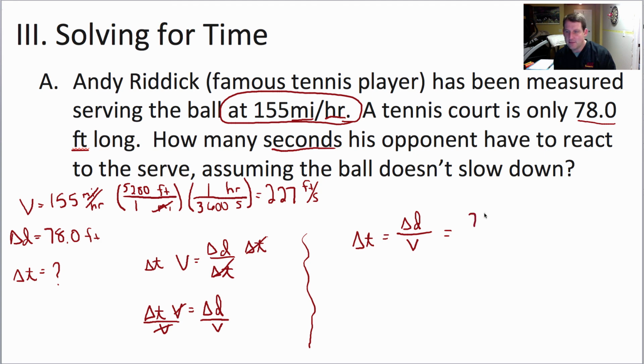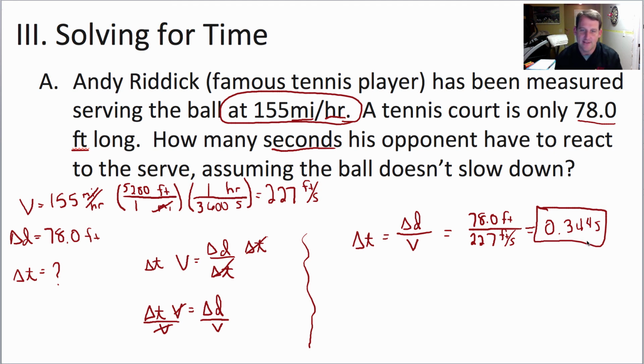So we get 78.0 feet divided by 227 feet per second. We just do the math on our calculators, and we end up with 0.344 seconds. That is the amount of time it would take the ball to travel the length of the court, which is incredibly small. You would have less than 4/10 of a second to get your racket back and get a swing on that serve.